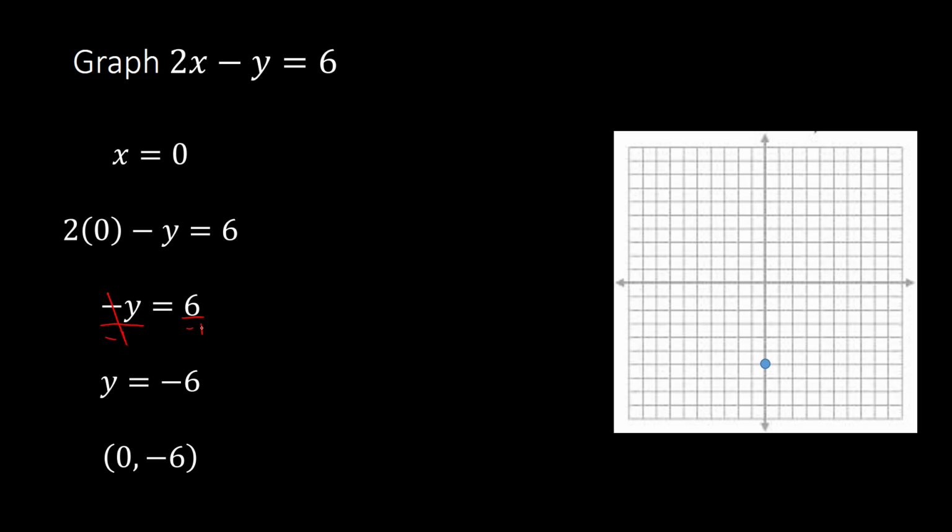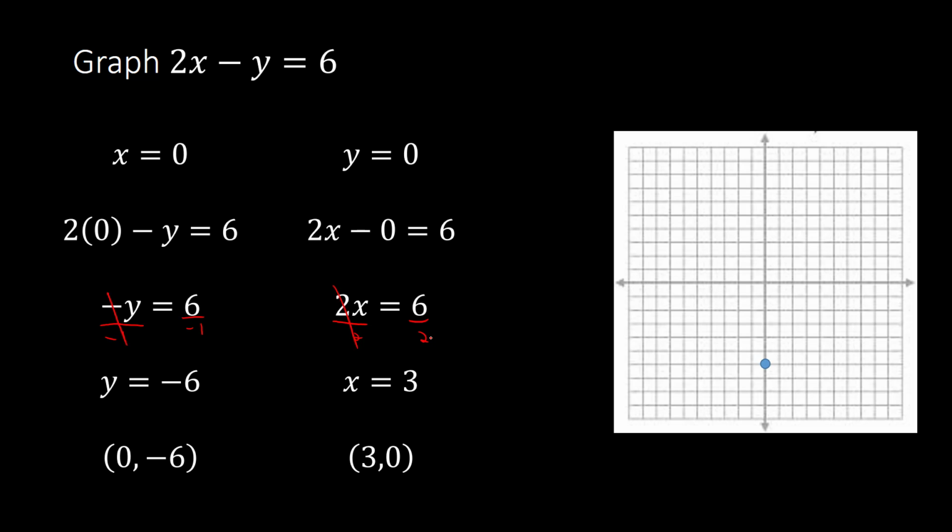And then do the same thing for y. Y is 0. We can solve this by plugging a 0 for y. So we have 2x minus 0 equals 6. So then we have 2x equals 6. Divide both sides by 2. X is going to be 3. So x is 3, and y was 0, and that's going to be your ordered pair, 3, 0. So x is 3, so I go to the right 3, then up and down 0. Connect those 2 points, and we have this graph right there.